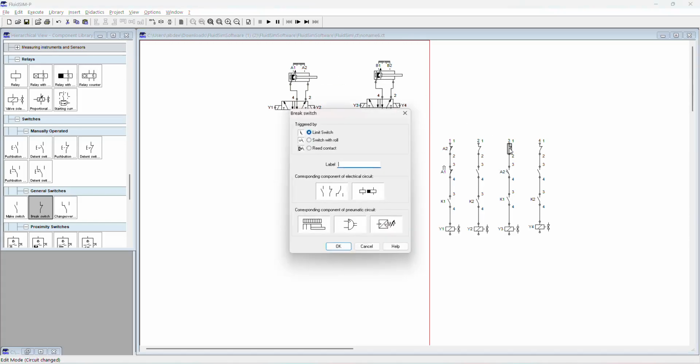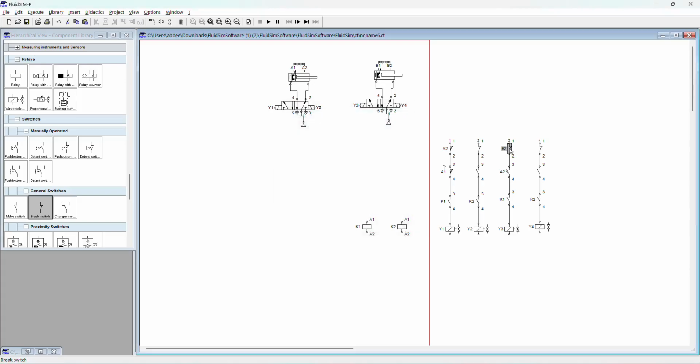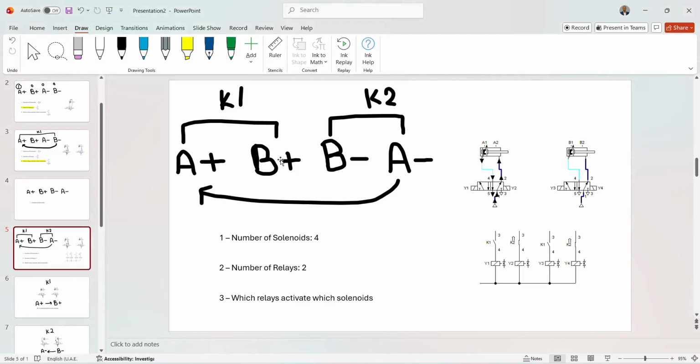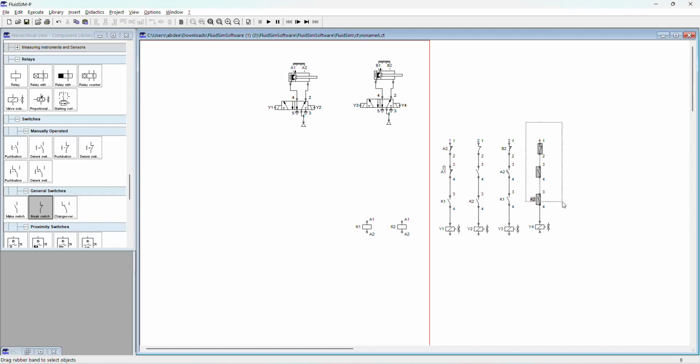And when do I want cylinder B to stop extending? Whenever cylinder B itself is fully extended. So whenever cylinder B is fully extended, I want to stop the extension. So now we are done with A plus and B plus. The next one is B minus, corresponding to Y4.